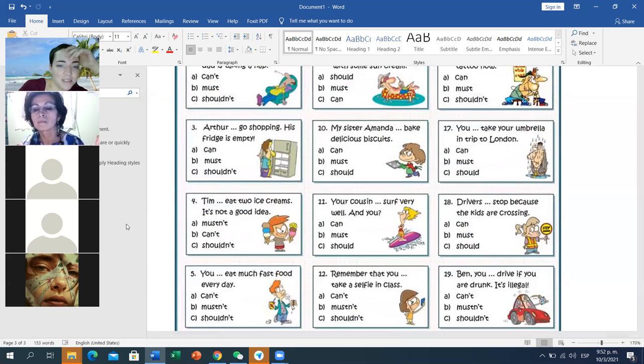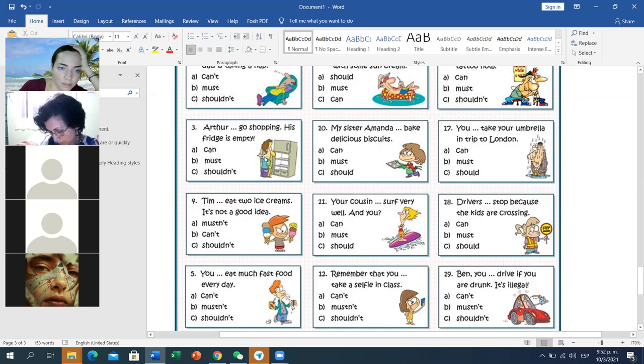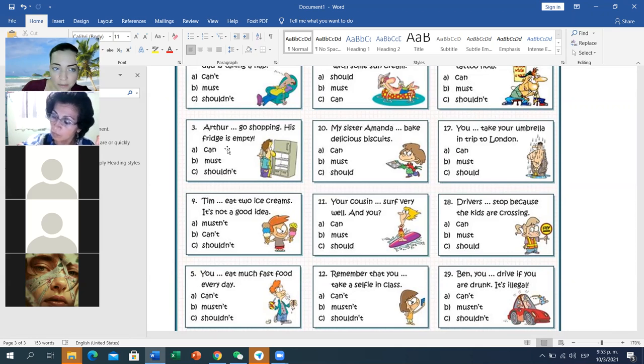The next one, please, Anna. Arthur must go shopping. His fridge is empty. Okay, excellent. ¿Por qué es must? Explícame, Anna. Porque no hay comida en el freezer, está vacío. Exactly, there you go, excellent. He must go, no hay opción, no es una obligación. Ojo, aquí está el vivo ejemplo de todos. No es una obligación, but there is no option. Si quiere comer, que vaya al súper.